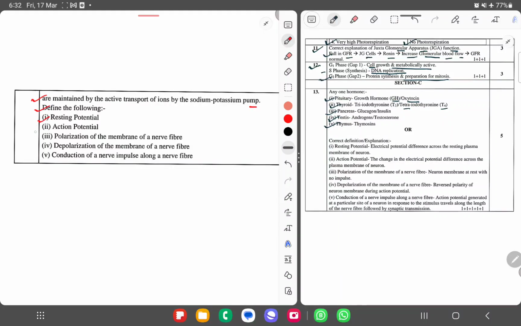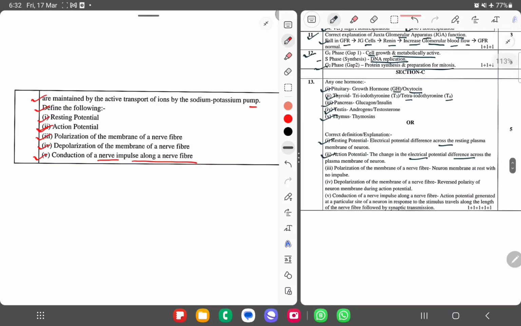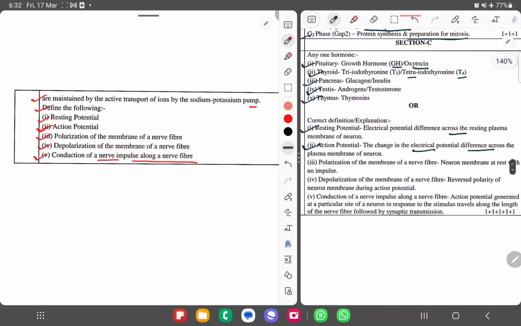Define the resting potential and action potential, polarization of the membrane of the nerve fiber, depolarization of the membrane of the nerve fiber, and conduction of the nerve impulse along the nerve fiber. First one is resting potential. What is resting potential? The electrical potential difference across the resting plasma membrane of a neuron. Action potential: the change in the electrical potential difference across the plasma membrane of a neuron.